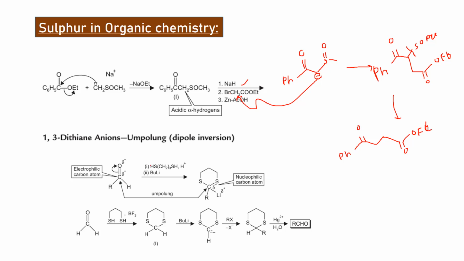The next application of sulfur is Umpolung, that is called dipole inversion. Suppose a reactive center has an inherent polarity, like suppose a reactive center is electrophilic in nature or nucleophilic in nature. Umpolung means you can just reverse the polarity of the reactive center. Suppose it is inherently electropositive, that is an electrophilic center, and you are turning it to a nucleophilic center, this is called the reversal of the polarity. That is Umpolung.